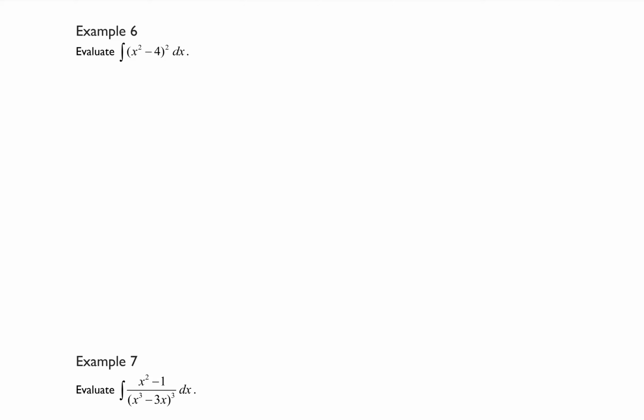Example 6 says evaluate the integral of the quantity x squared minus 4 squared. So this is actually an example where we can't use u substitution. And let me just show you why.